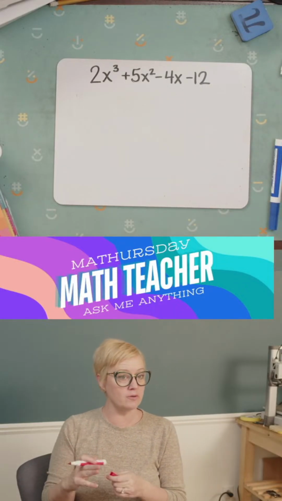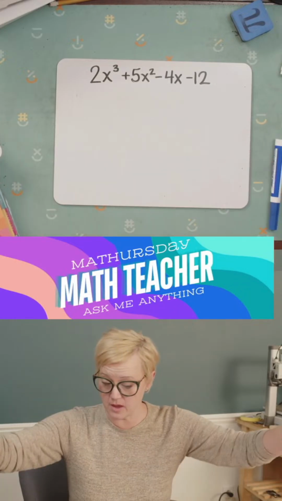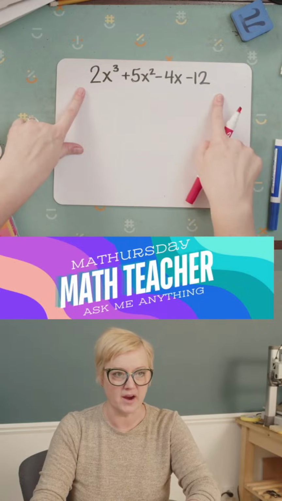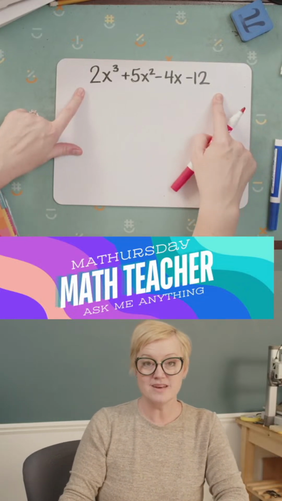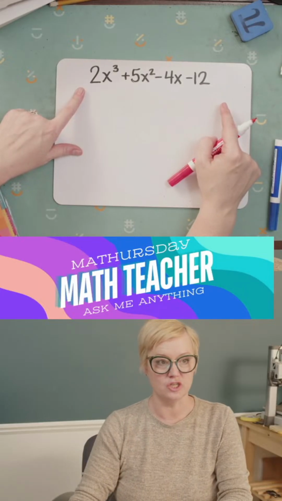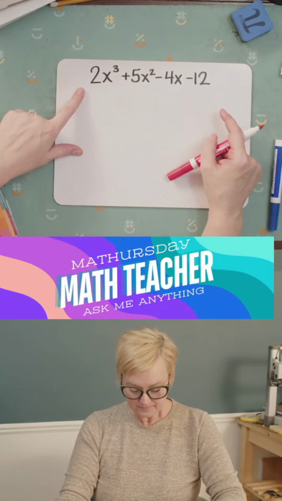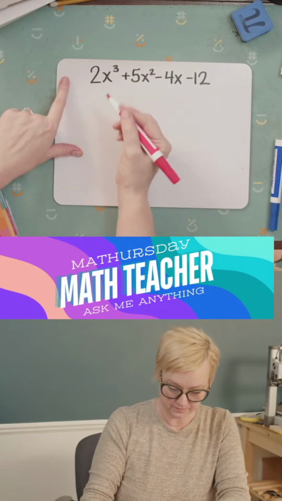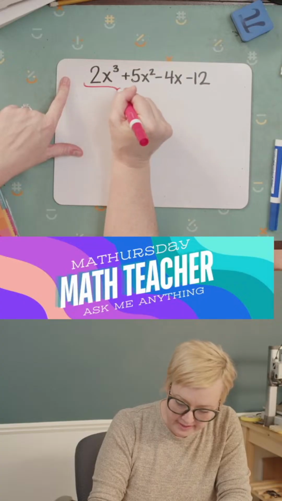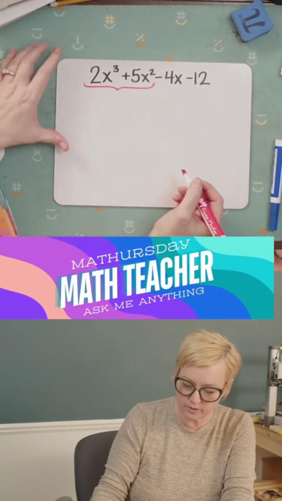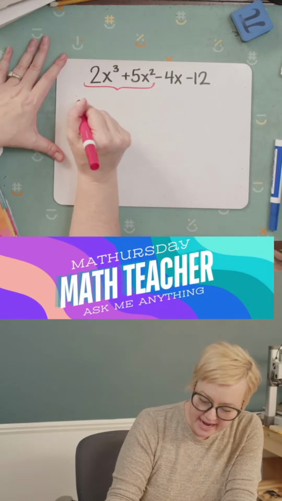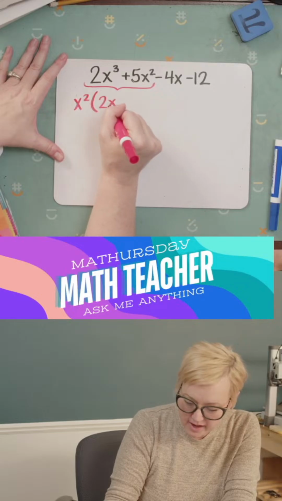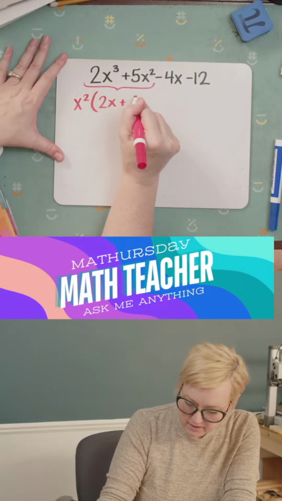Okay, so we've got 4 terms. Well, first of all, before we do anything, we check for a GCF. No, there is no greatest common factor here. So now we can go into factoring by grouping. So first I'm going to look at this top half, 2x cubed plus 5x squared. So I can take out an x squared from there. So x squared times 2x plus 5, right?